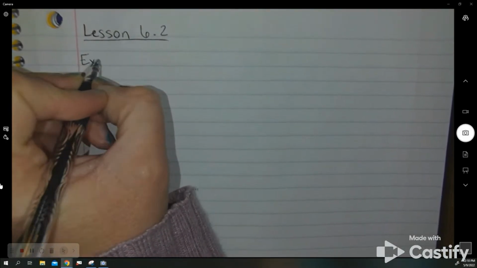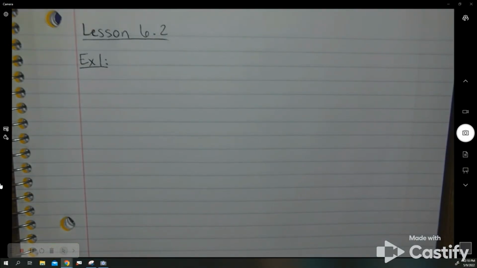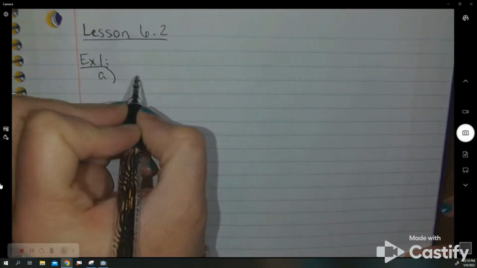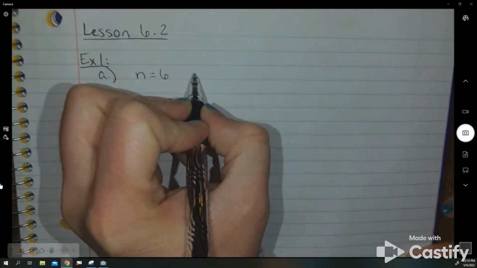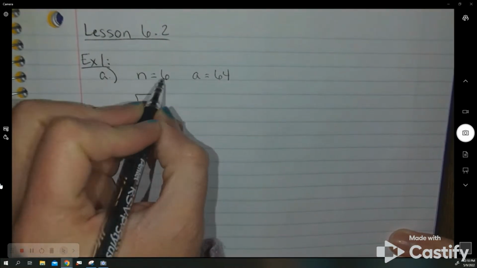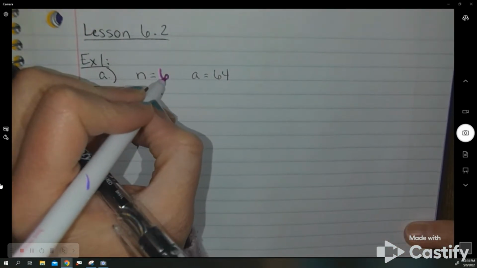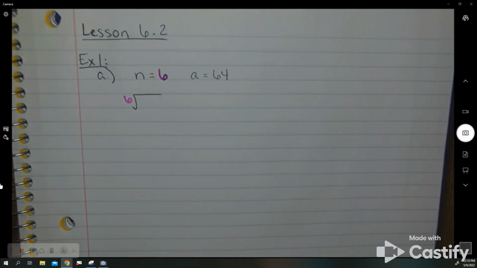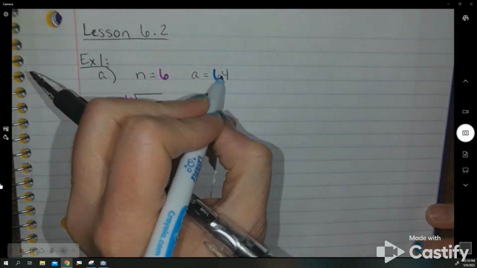For example 1, we're going to look at two different things. So the first one, we'll just call this a. And we're going to say that n equals 6 and a equals 64. So if we use the format that we have, which remember was the nth root of a, then n, or 6, is going to be right here. So it's actually the 6th root of a. And in this case, a is 64.